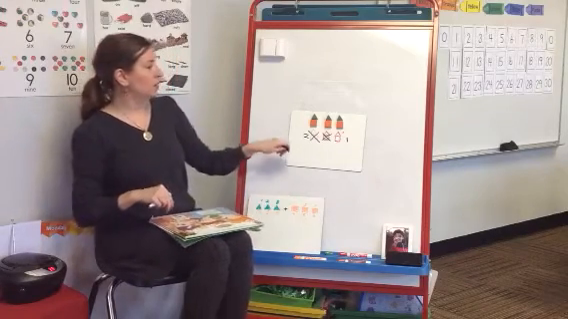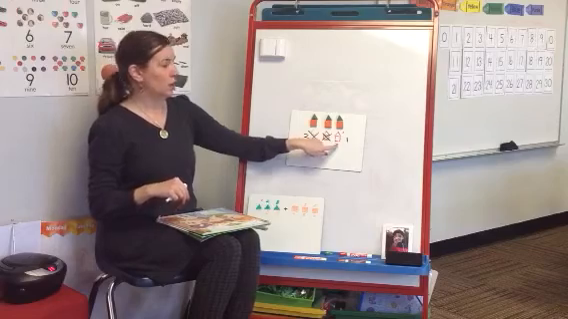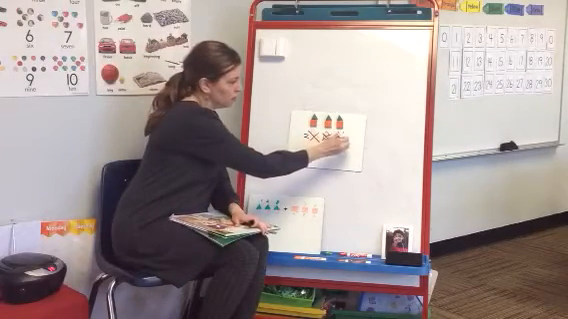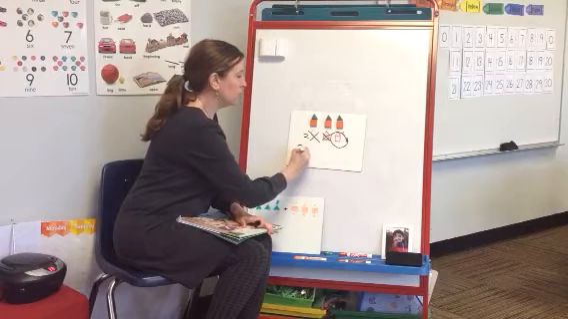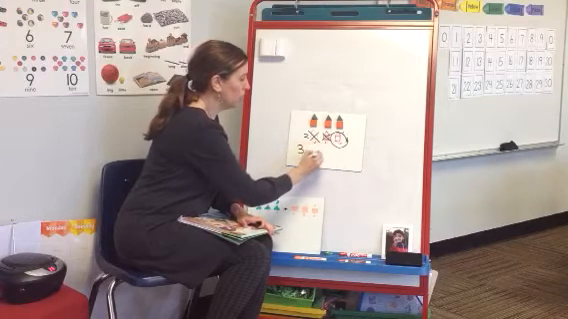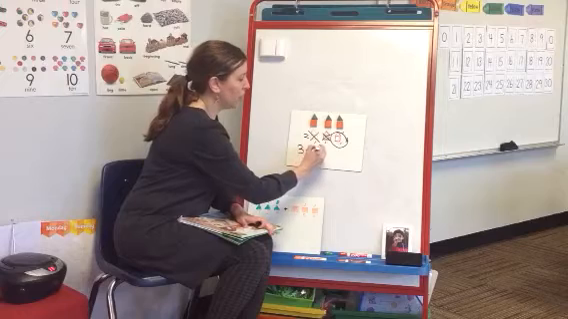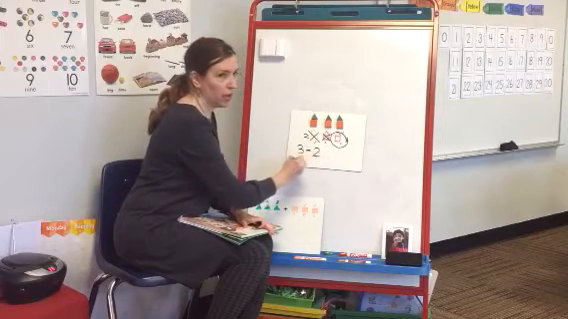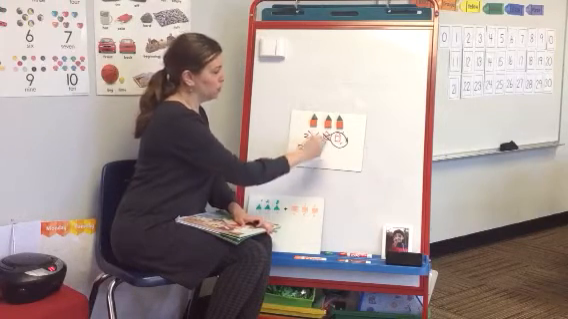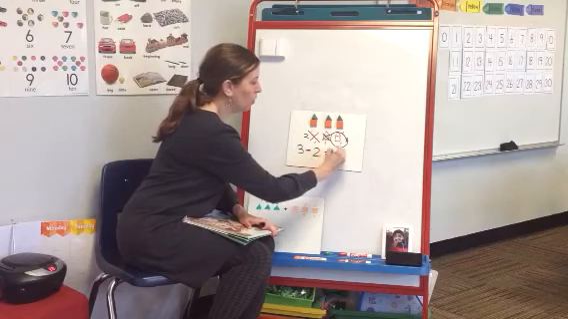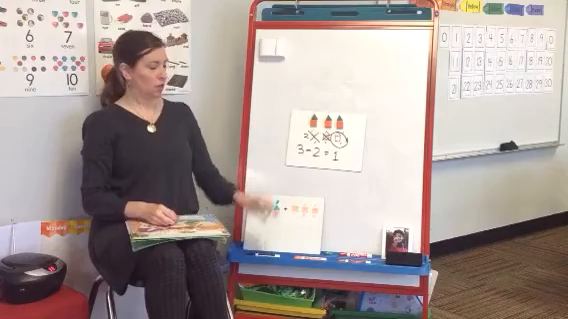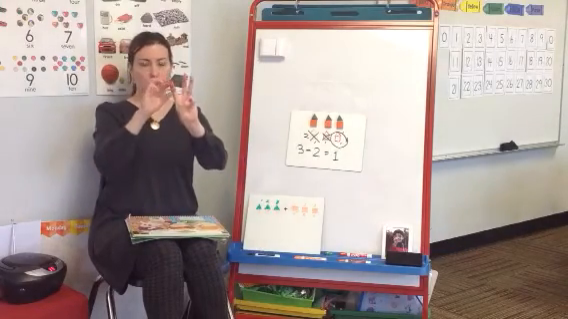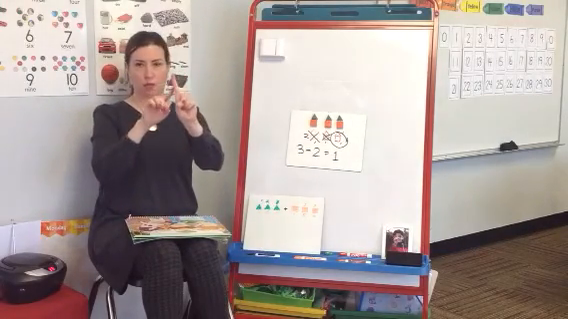So in the end, there was 1 house left. So if we had 3 houses, 1, 2, 3, and we subtract 2 houses away, they were blown down, we had 1 house left. Let's also do it on our fingers. 3 houses, take 2 away, we have 1 left.